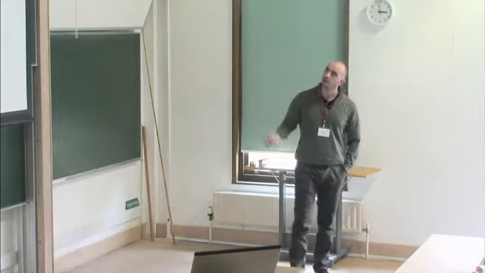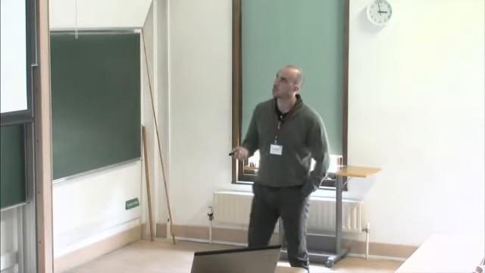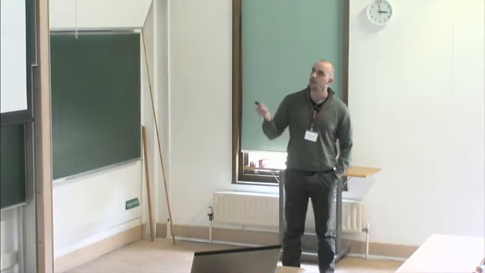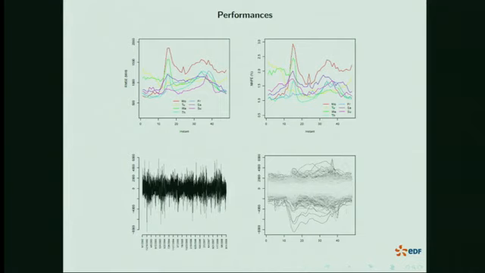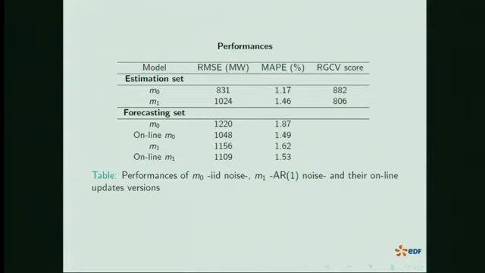So this is an example of the estimated daily shapes. You can see we found the Friday effect, the Sunday, Saturday, etc. This is a temperature effect as a function of the hour of the day. And this is the result of our model. So we have about 1.5% error on this data, as given in this table. So I have to go fast, maybe.